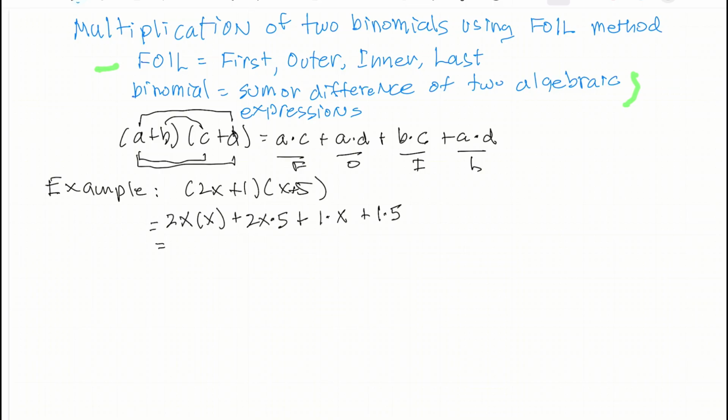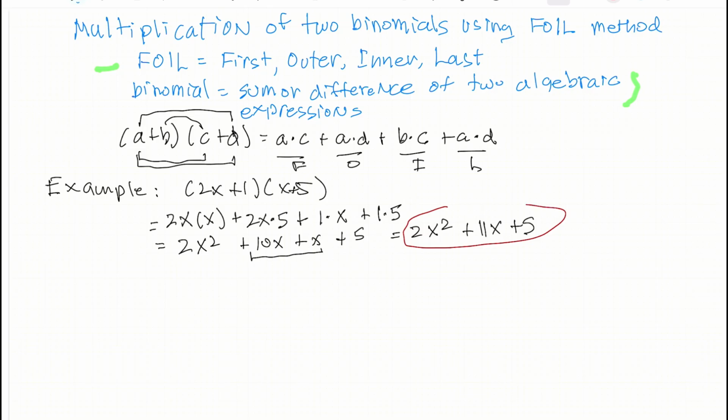Continuing to multiply this out, this is going to be 2x squared plus 10x plus x plus 5. Now these can be combined, so we're going to get 2x squared plus 11x plus 5. So that is going to be the answer to this example where we multiplied out those two binomials using the FOIL method.